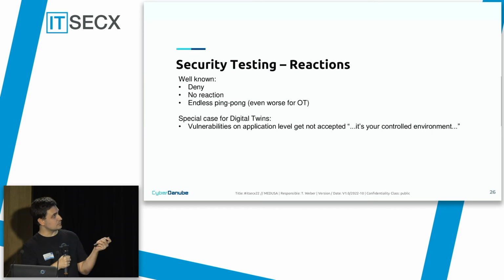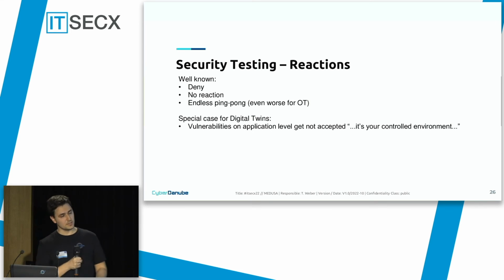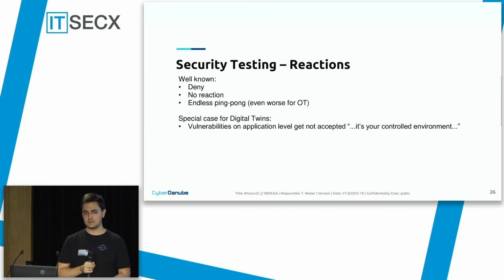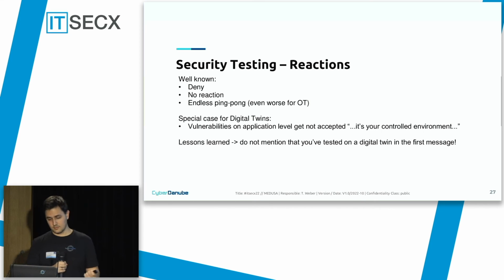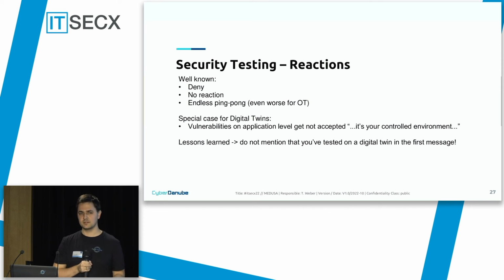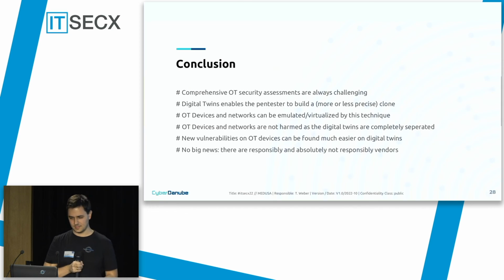But for digital twins, you have a special case. So vulnerabilities get not accepted because it's a controlled environment and it does not apply to our device. So what do you have to do? Do not mention that you have tested on a digital twin, and just mention it afterwards if they have fixed it, and then it's okay.